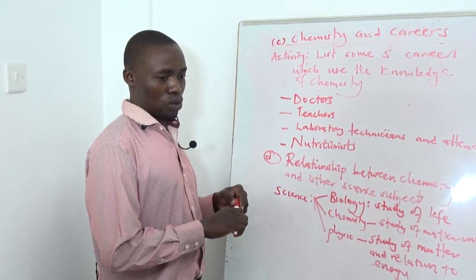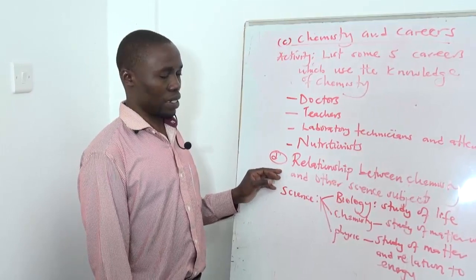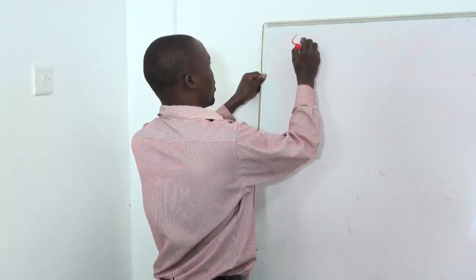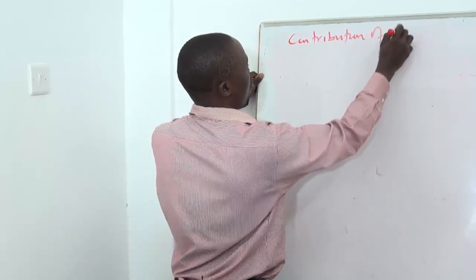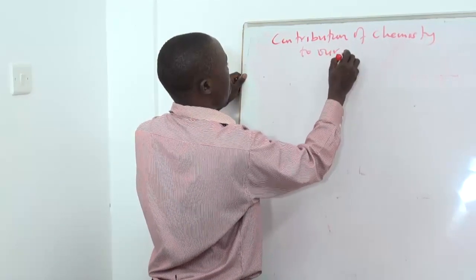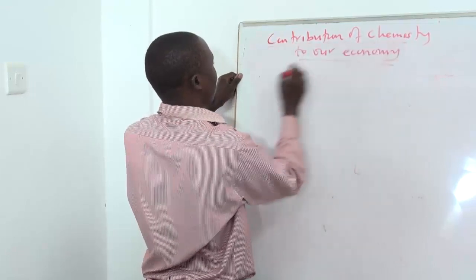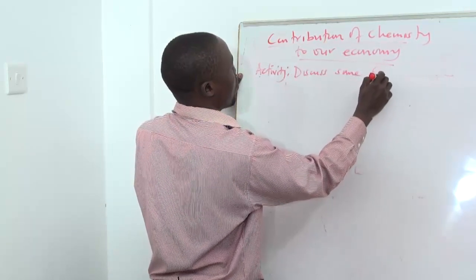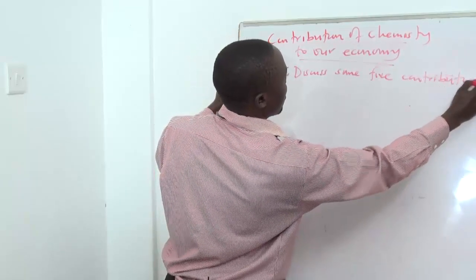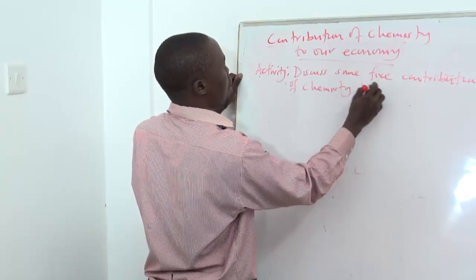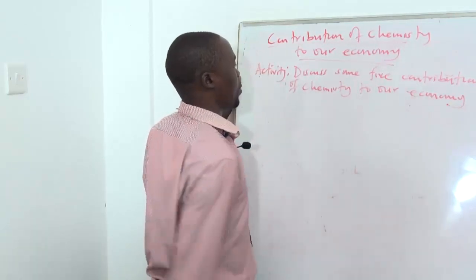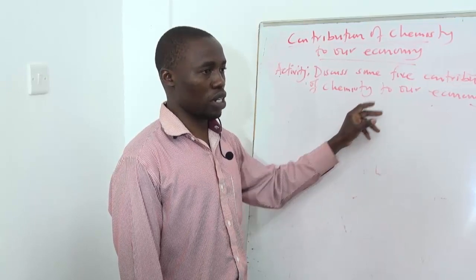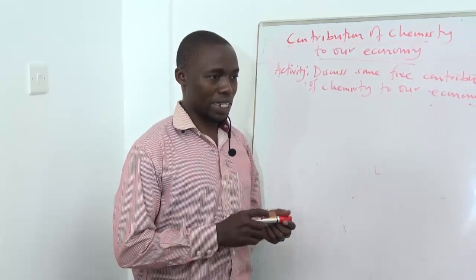Now, let us look at the second last subheading called the contribution of chemistry to our economy. The activity here is to discuss some 5 contributions of chemistry to our economy. Now, I will give you again some 5 minutes to brainstorm on the contributions of chemistry to the economy of Uganda. Please go ahead. Start over.